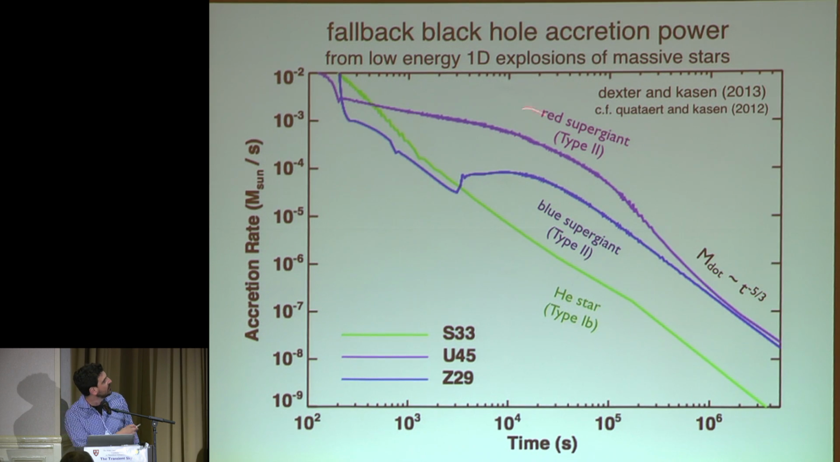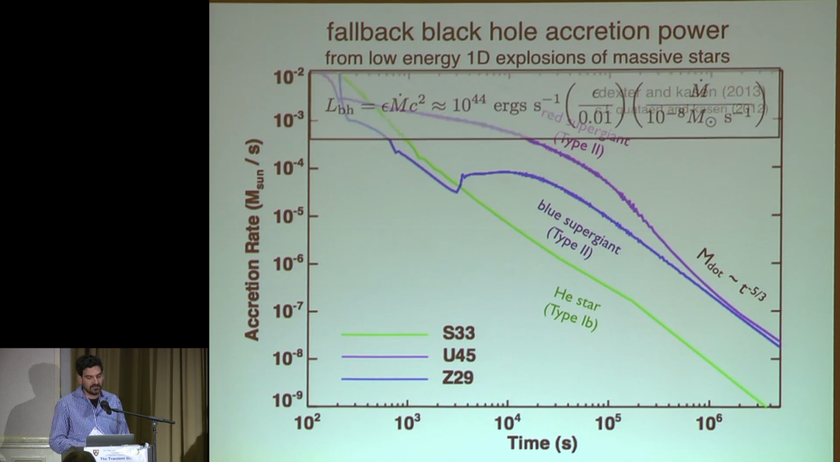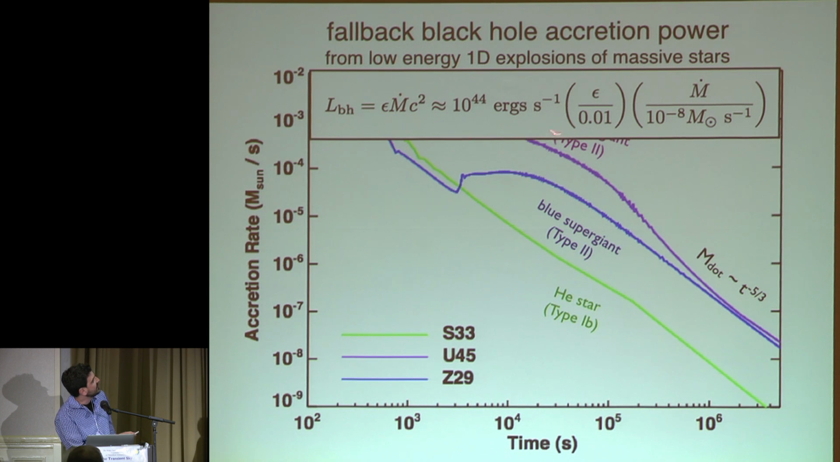You can calculate, at least in 1D, what that fallback accretion rate onto the black hole is, and it depends on what type of star you have: a red supergiant, blue supergiant, or a helium star. You have accretion rates continuing out to weeks or months when these supernovae are being observed. And if you assume that some fraction of that fallback accretion, maybe 1% of it, is tapped to power some luminosity, for these typical fallback rates you can get quite large luminosities out of the black hole. The detailed picture of how that works, whether through black hole disk winds or jets, is complicated. I won't go into it, but there can be this other sort of engine sitting at the center of a supernova.